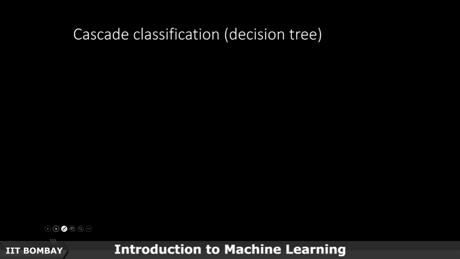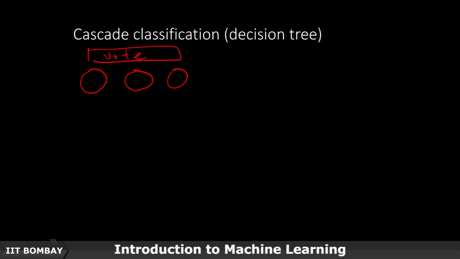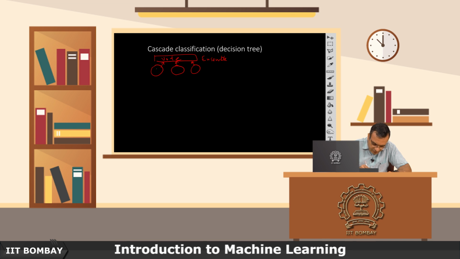Okay. Now, let us look at cascade of classifiers. So, until now what we were looking at was that in an ensemble we have one classifier, we have another classifier, we have another classifier, and we will do a voting over that. Okay, so this is ensemble. Now, in cascade, this is your classifier F1, F2 and F3. Okay.